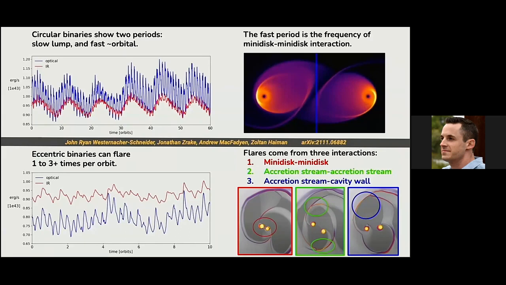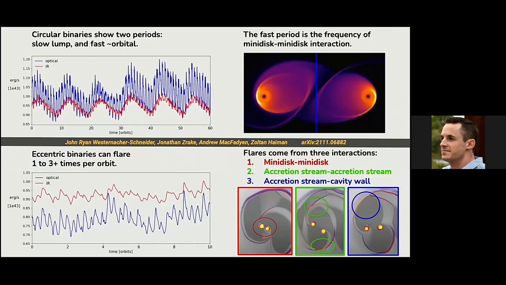One question, so this is a circular, equal-mass binary. One question is, what is this fast period here? We've been investigating that, and the answer is that the fast period is the frequency of mini-disk interaction. So here's a snapshot where the mini-disks are about to interact.